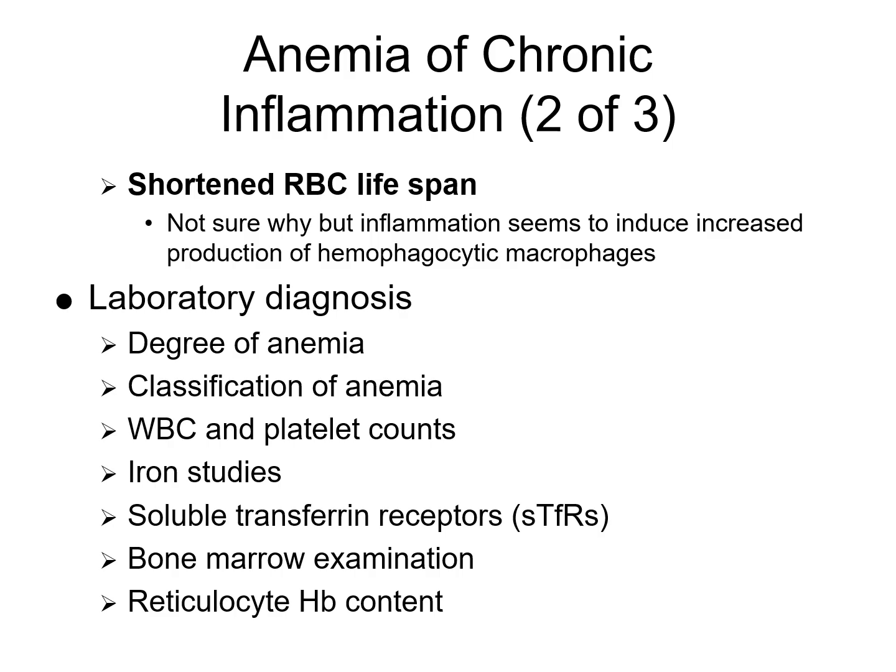For iron studies, they'll generally have a low serum iron, normal to increased ferritin, which can reflect the increased iron stores, and low total iron binding capacity. For the soluble transferrin receptors, you'll usually have normal or low in anemia of chronic inflammation, which will help distinguish it from iron deficiency anemia, where the soluble transferrin receptors are actually elevated. For bone marrow examination, it shows iron stores present, but with decreased iron availability for erythropoiesis. For reticulocyte hemoglobin content, it will typically be decreased, which indicates a reduced hemoglobin synthesis in developing red blood cells.